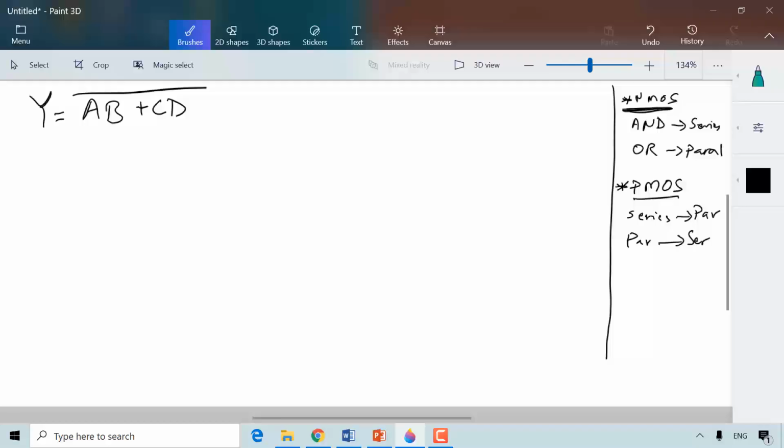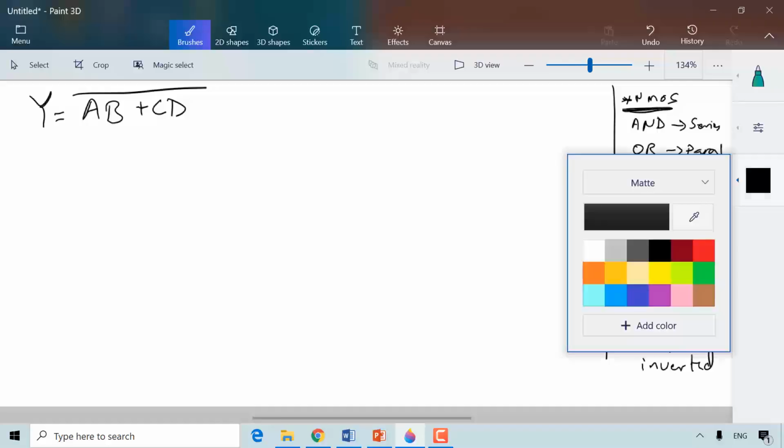Don't forget that we have the power supply and the ground, and also don't forget the output gets in between the PMOS and the NMOS. Also, don't forget that the output is always inverted. Okay, always inverted.